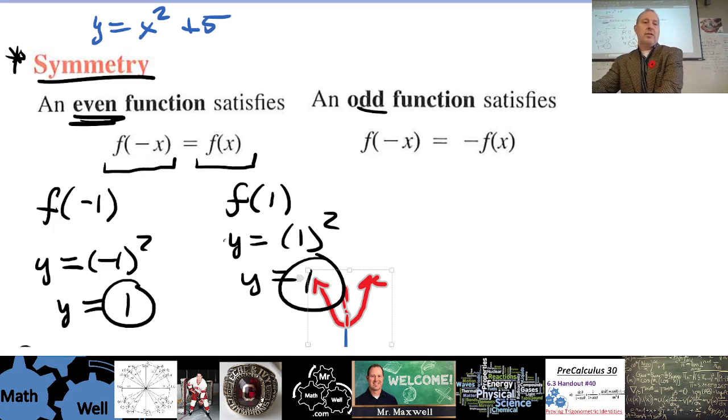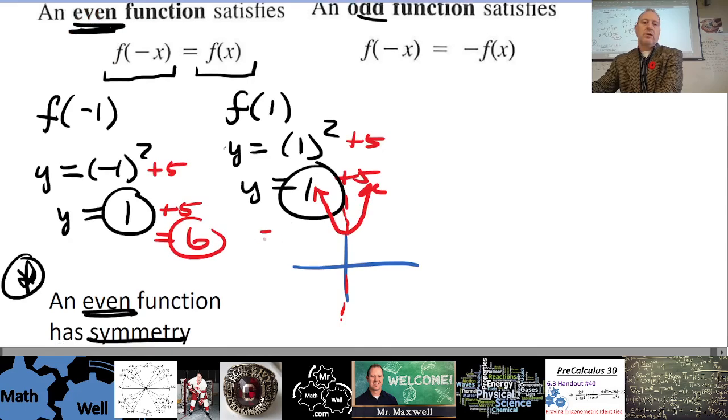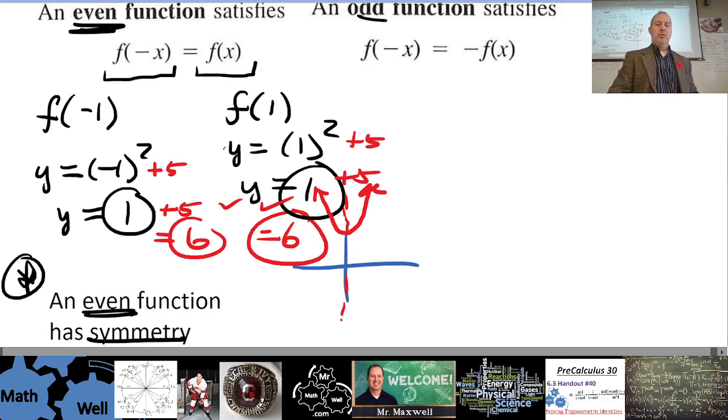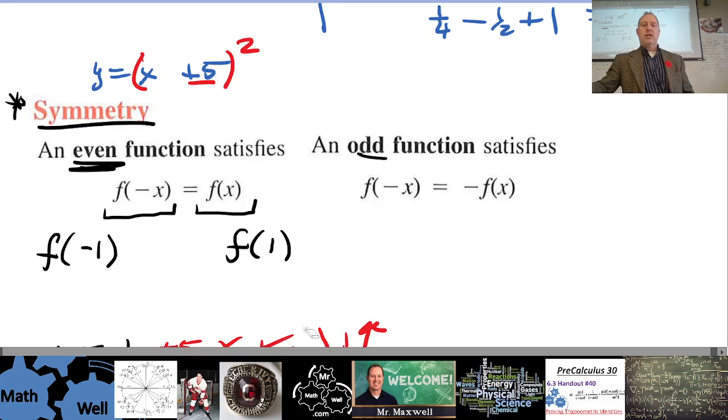So let's just check to see if this all holds true. If I have a +5 there, f of -1 would be 1 plus 5, which equals 6, and f of +1 would be 1 plus 5, which equals 6. So the value is still the same. Now, there are lots of functions that are not symmetrical about the y-axis. For example, if we had x plus 5 and then all squared like this, let's check this one and see.